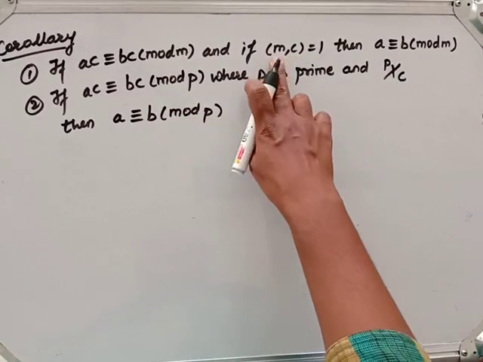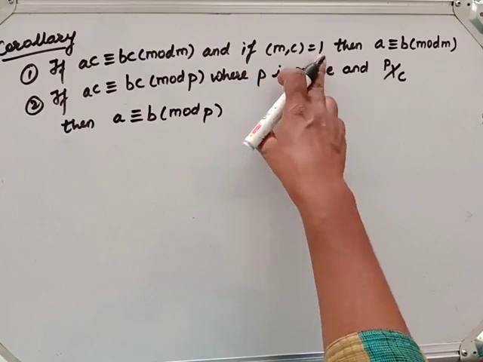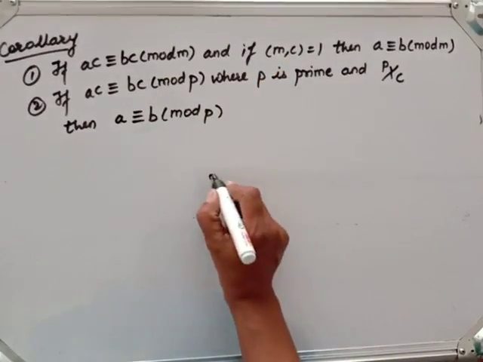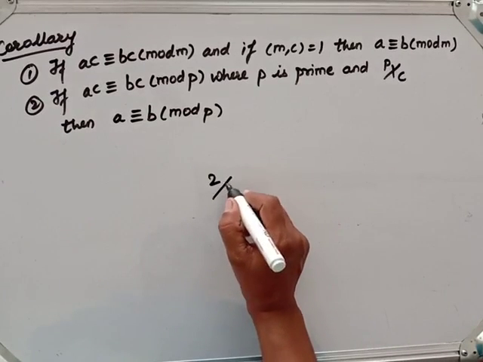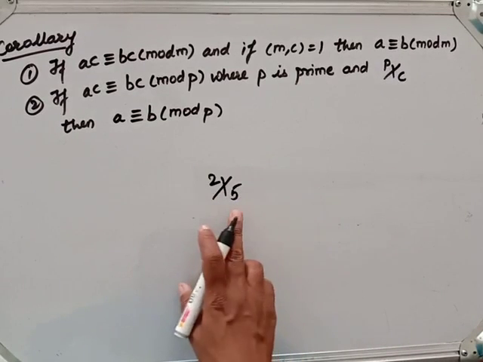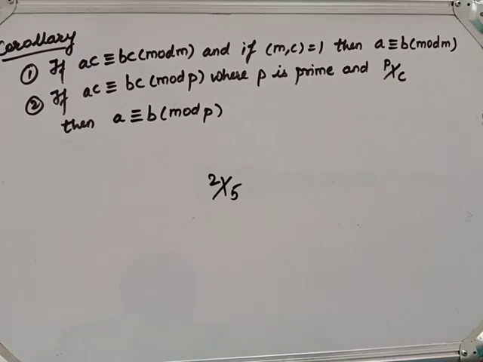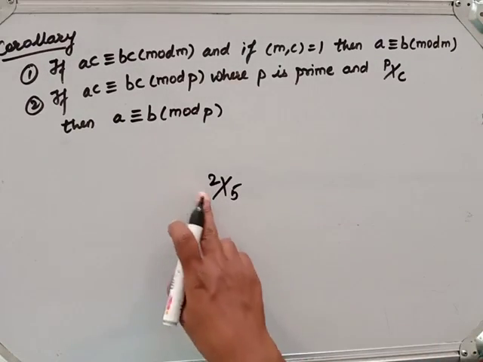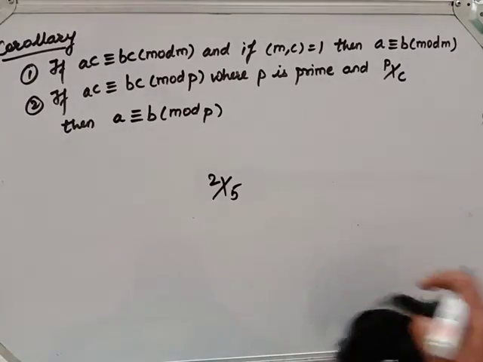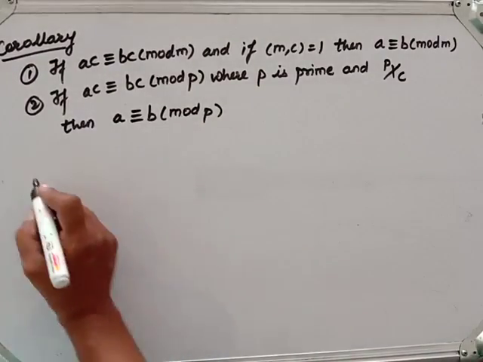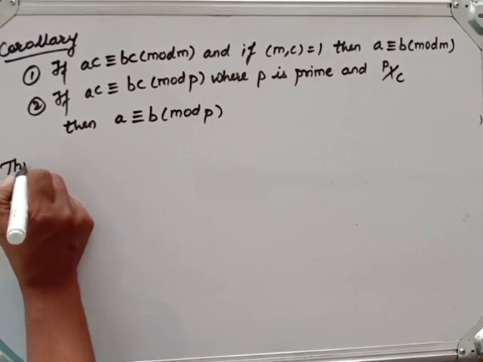Just like this. Here, if P doesn't divide C, then the GCD should be 1. Suppose we can take here 2 doesn't divide 5. So C will be 5 and P will be 2 here. Such a thing we can take. Then the GCD of them will be 1. Their GCD is 1.